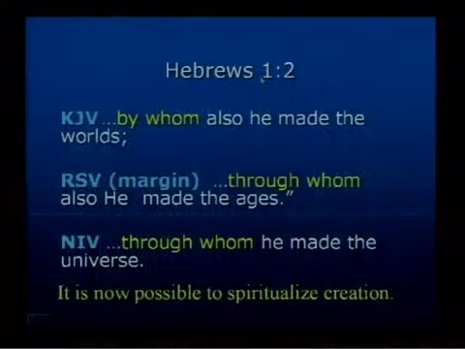King James, Hebrews 1 verse 2: "by him also he made the worlds." RSV: "through him also he made the ages." NIV: "through whom He made the universe." Now it's possible to spiritualize creation. Subtle, subtle changes. Ephesians 3 verse 9 really irritates me.